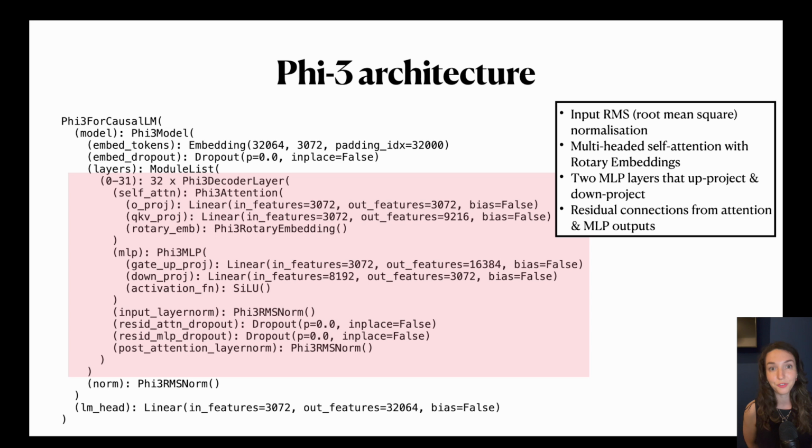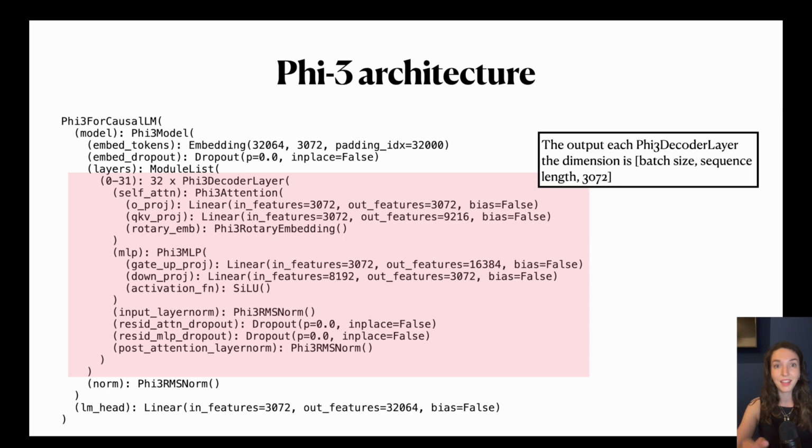Then there is a bunch of different layers which consist of input normalization, multi-headed attention, and two MLP layers, one that projects from this 3072 upwards, and another one that then projects from this bigger space back down to this 3072. And then there are residual connections both from the attention and from the MLP. And the thing to stress here is that the output from each of these layers basically has the same dimensionality, which is the batch size times the sequence length times this hidden dimension 3072.